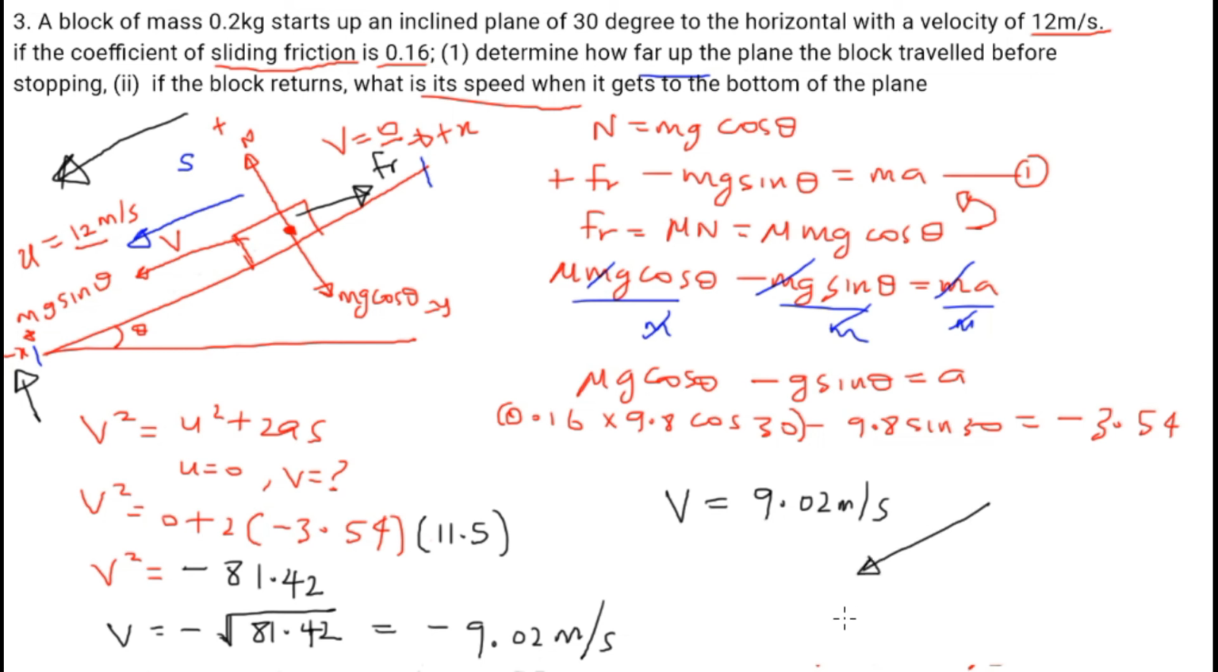Down the inclined plane, we have represented this as the negative x-axis, while we represent up the inclined plane as the positive x-axis. So that is the speed of the object when it gets to the bottom of the plane. Alright, let's solve the next practice problem.